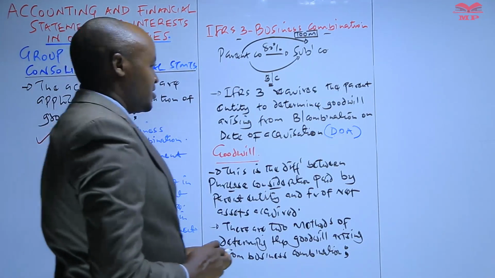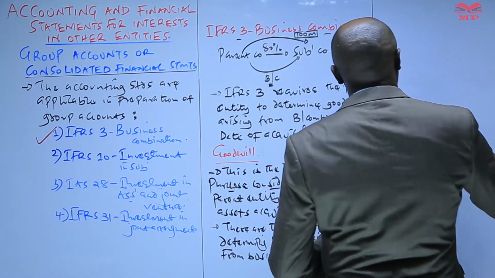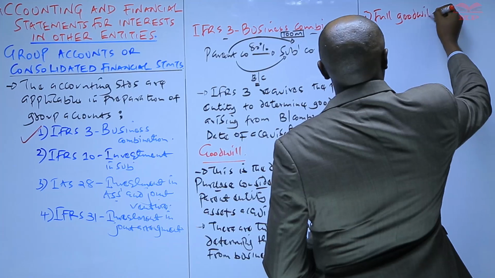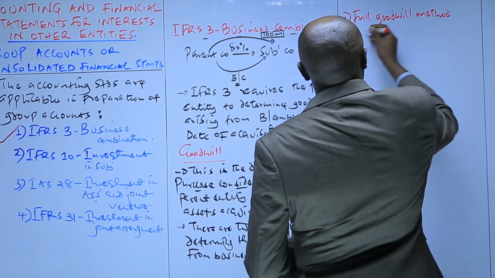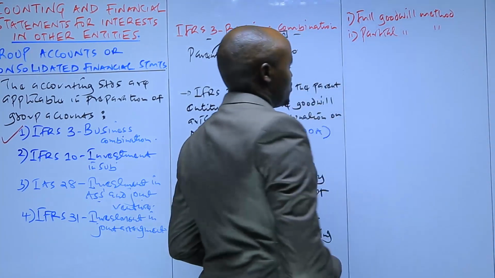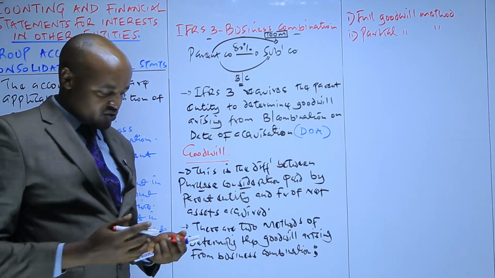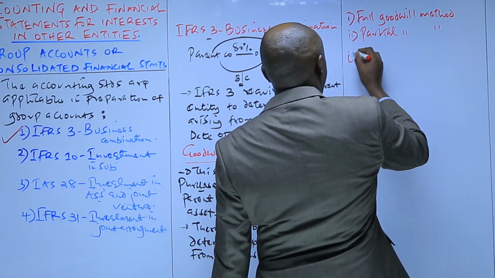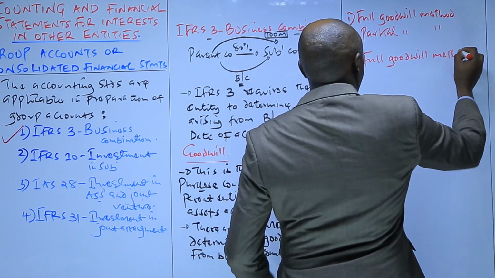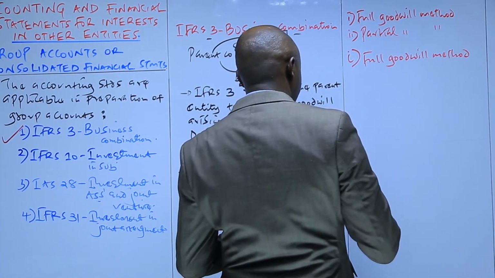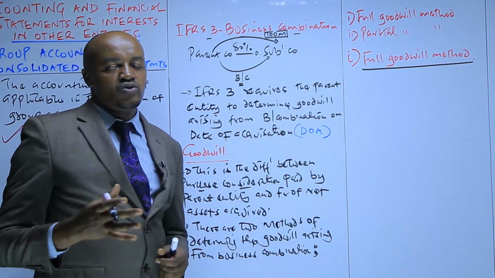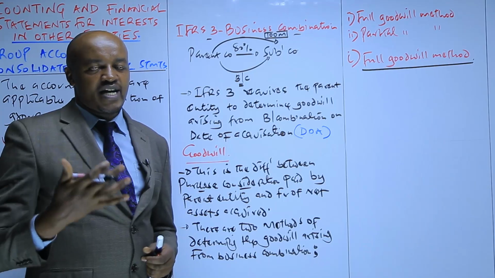So which are those two methods? Number one, we have the full goodwill method. And number two, we have the partial goodwill method. So two methods, the full goodwill method and the partial goodwill method. Let's start with the first method, the full goodwill method. Under this method, we compute the goodwill attributable to both the parent entity and also the non-controlling interest.